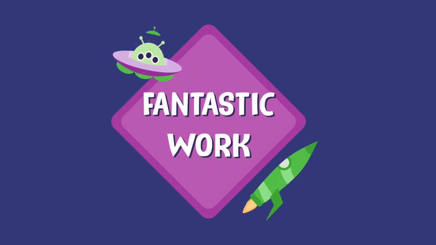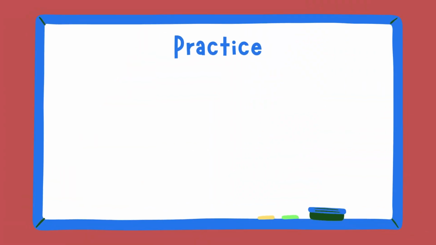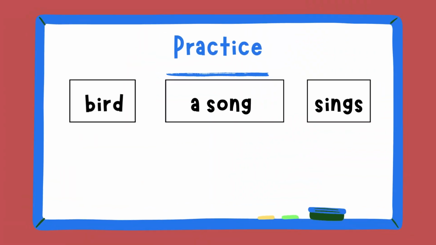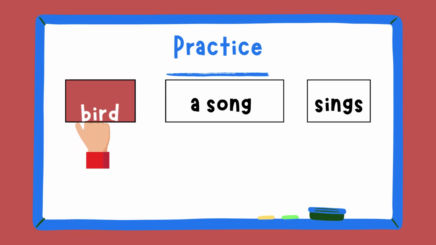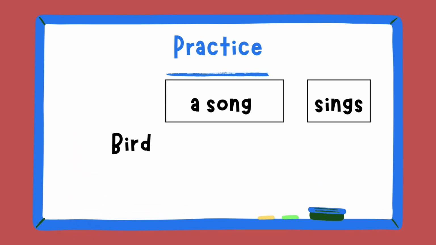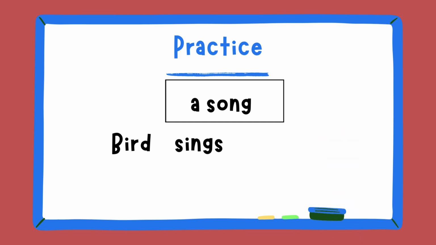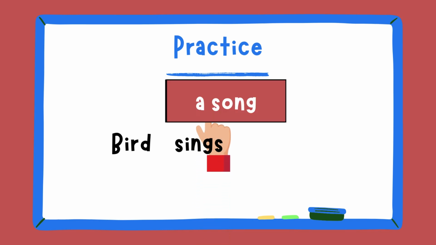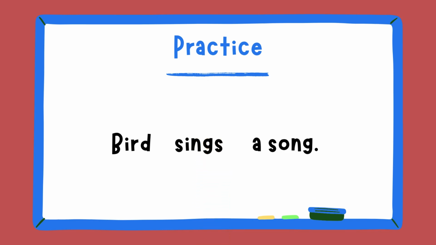Build a sentence with these words. Start with the subject. Excellent! Next, choose a verb. You're doing great! Finally, add the object. Wonderful! You've built another sentence.